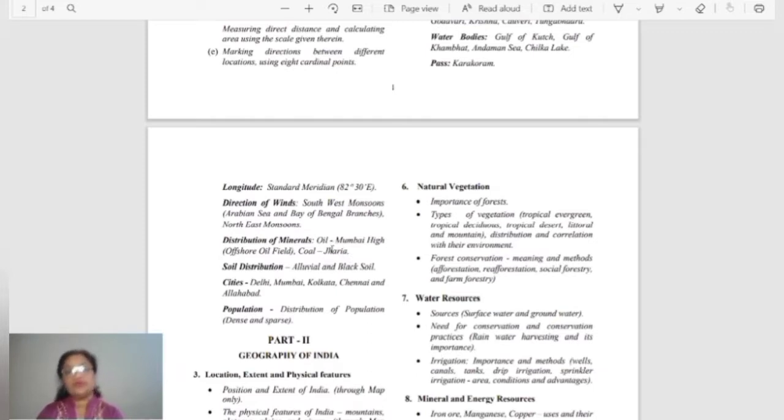So Singhbhum was also there earlier. Now Singhbhum and Digboy, these are the two places which are no more there as a part of the reduced syllabus. Now come to the next thing, that is the soils.